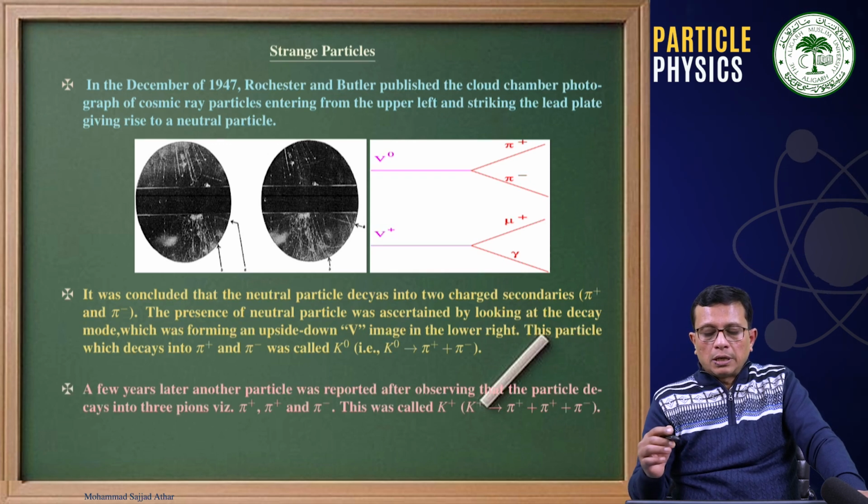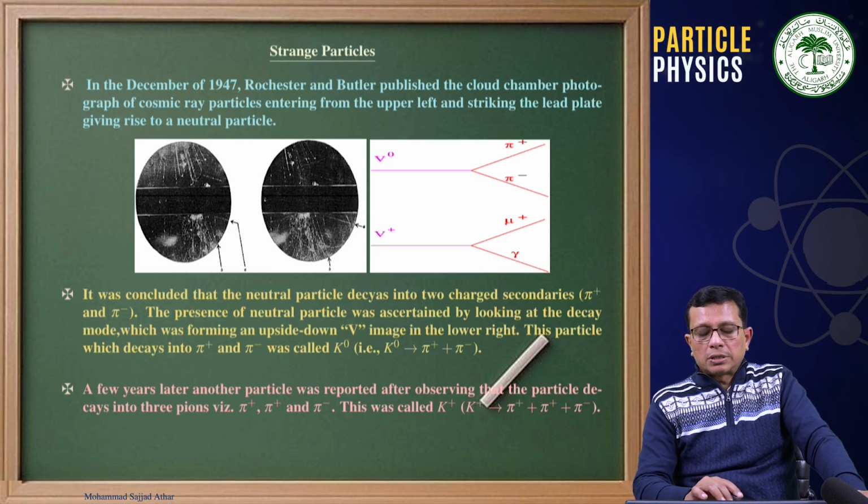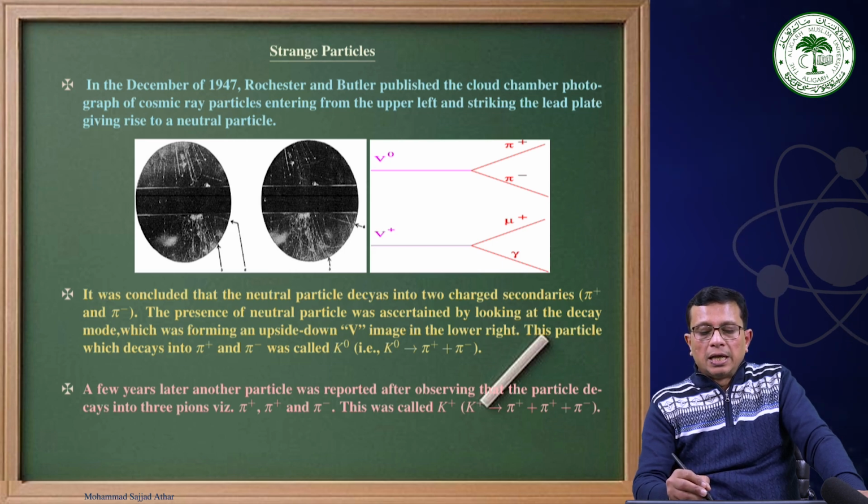Similarly, we had a particle which was found to have three pions in the final state: two pi plus and one pi minus. That means overall the charge of the particle which is decaying is positive. Therefore that is a positively charged particle, and it was called K plus.